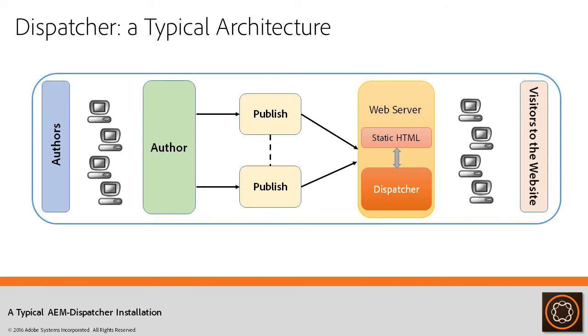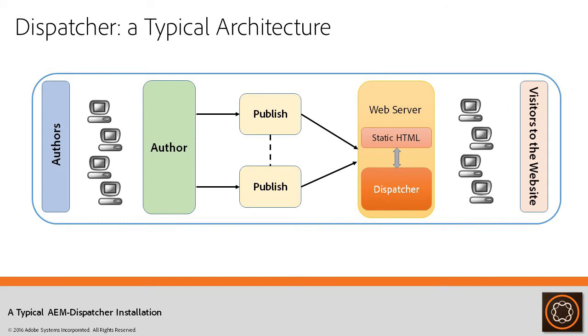This diagram talks about a typical AEM dispatcher installation. On the left hand side, we have our author instances wherein actual content development will take place. This content is then replicated to the publish instances. Now you can have more than one publish instance connected to an author server. When content is replicated, it goes live on the publish server available in your publish farm.